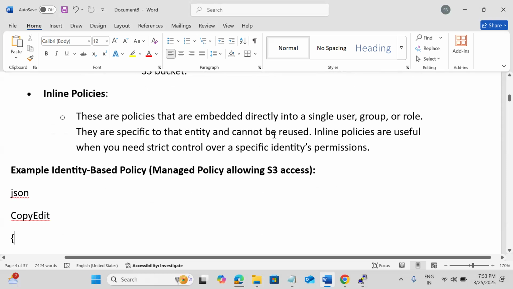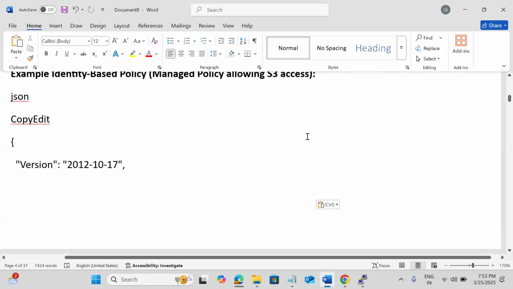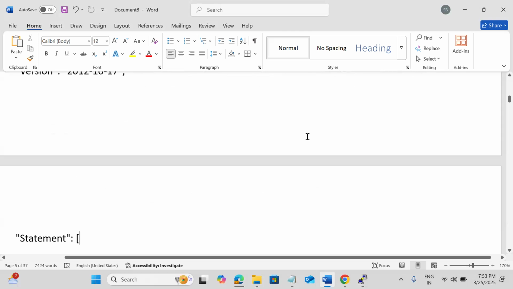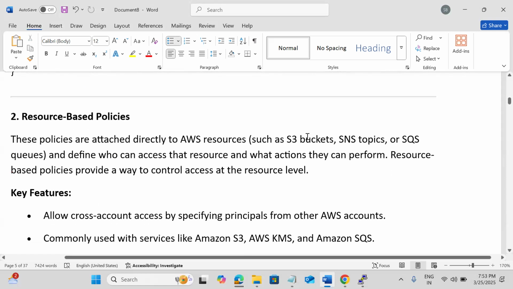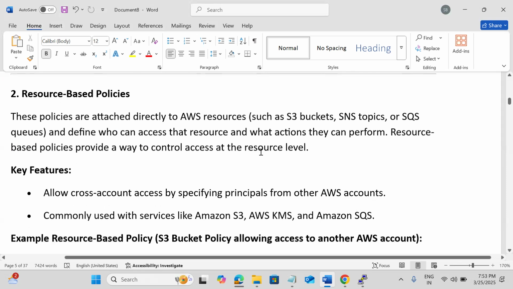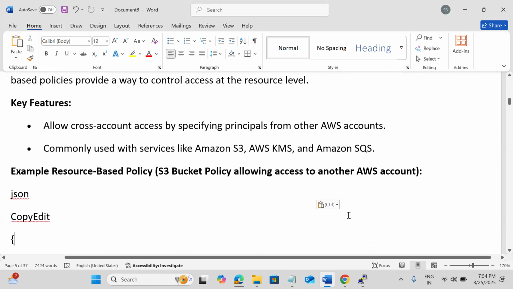That entity can't be reused, but managed policies are reusable. Inline policies are for a very specific kind of resource, but AWS recommends using managed policies itself. Then resource-based policies, where we attach directly to the AWS resource. When we want to give cross-account access, like S3, KMS, SQS, I don't want to give access to all the resources.